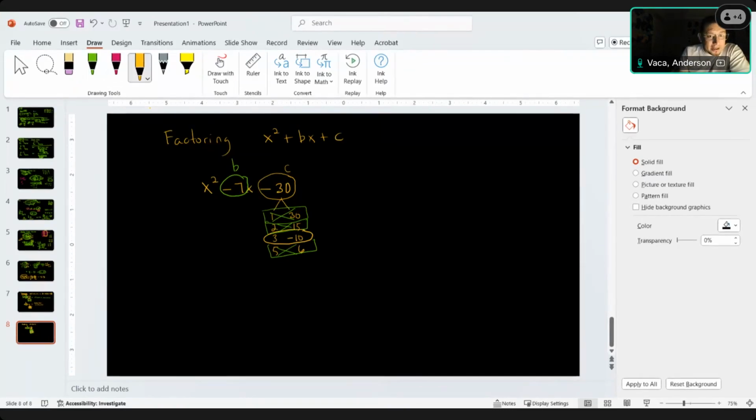And if you triple check, 3 times -10 is -30. So we're triple checking that things are working out. Okay, so now that we know these magic numbers, this is just x plus 3, x minus 10. Or if you want, you could do x minus 10, x plus 3. It doesn't matter what the order is.